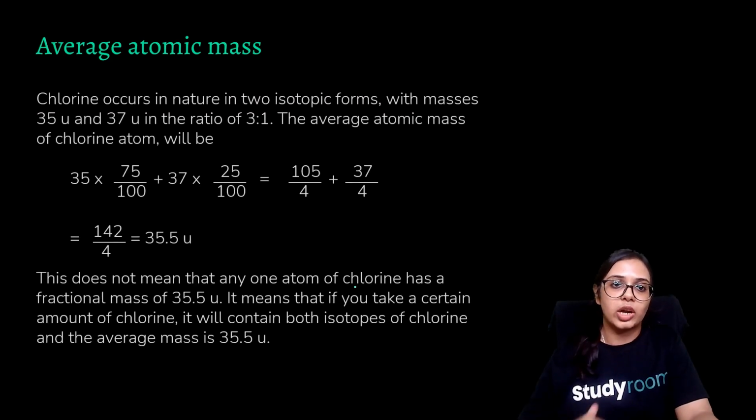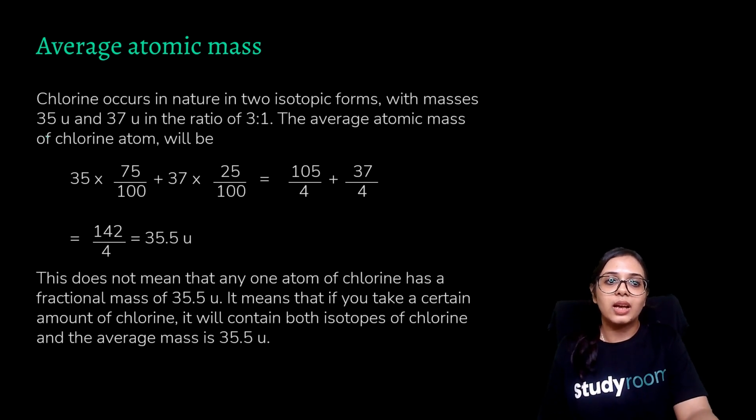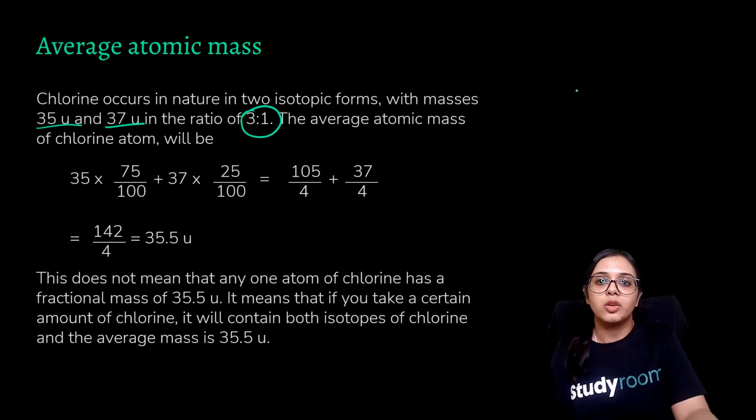Let's talk about the average atomic mass. Chlorine is a peculiar case because chlorine occurs in nature in two isotopic forms. One has the mass number of 35 U and one has the mass number of 37 U. So if we take a few atoms of chlorine, these two isotopes would always be in the ratio of 3:1. So suppose we have taken a few atoms, three parts would have the mass number 35 U, and the other part would have 37 U.